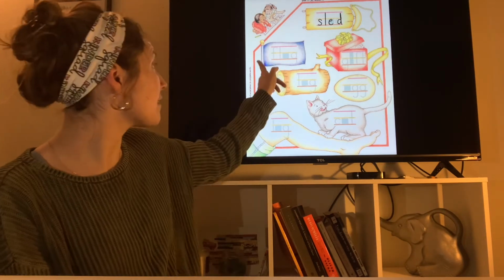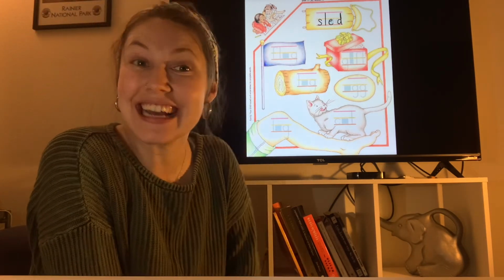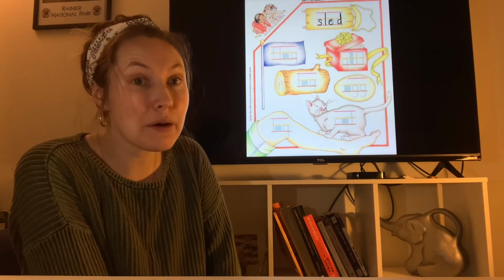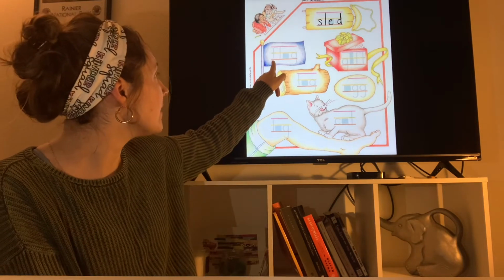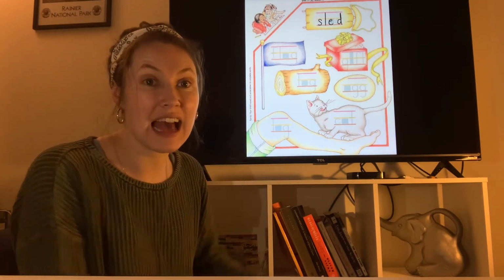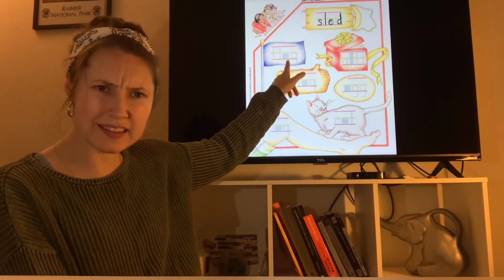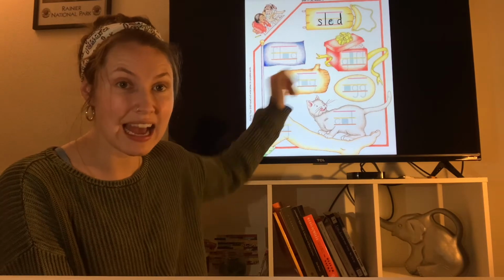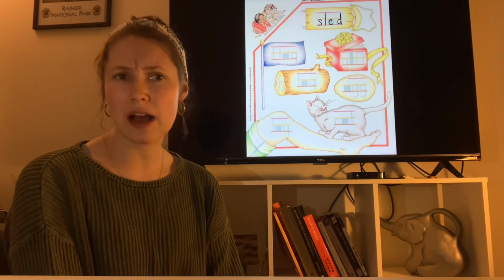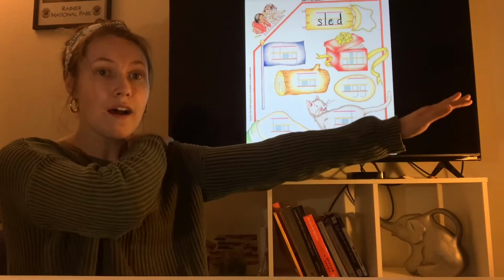Next, we're going to look at this blue flag. Flag. Let's see what we already have. I see an F and an L. That gives us that fl sound. Fl. And then we're missing a letter, and then we have the G at the end. So let's sound out the whole word here. Flag.